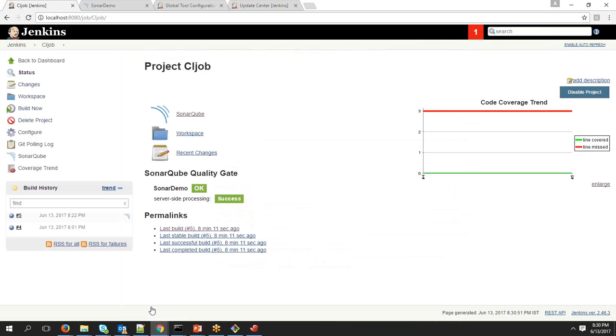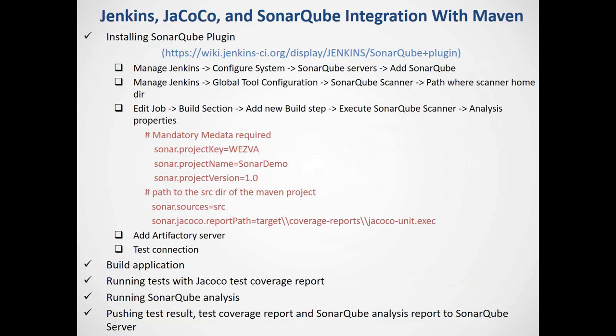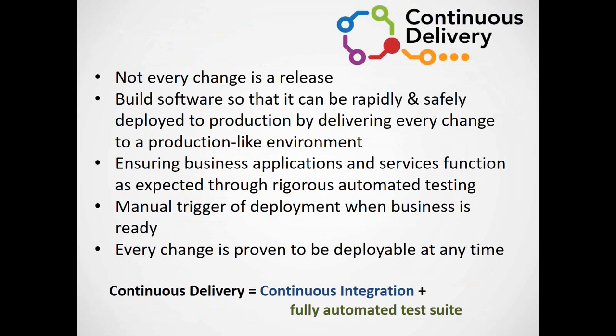Now, this is from continuous integration. But when you say DevOps, we also focus on another process called continuous delivery. Okay. So what exactly is continuous delivery and how is it different from continuous integration? So that we need to know.